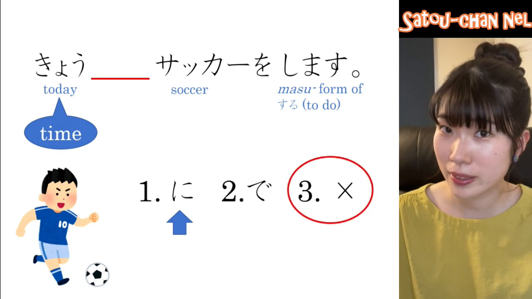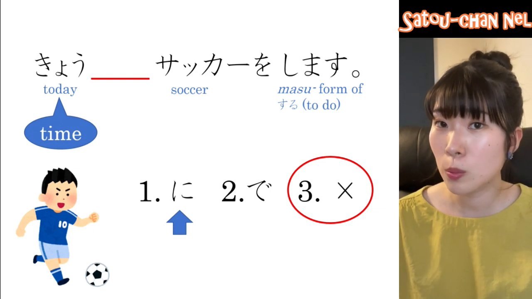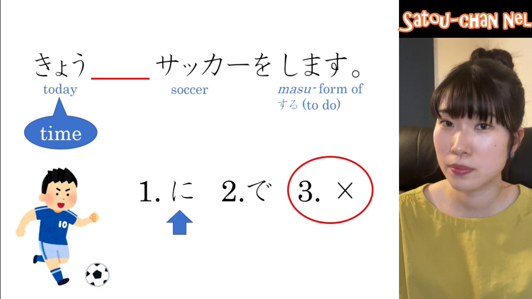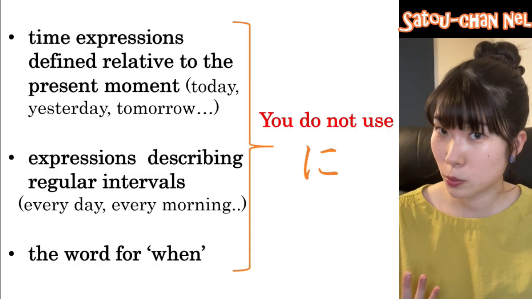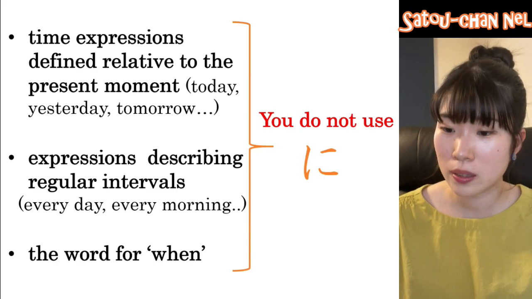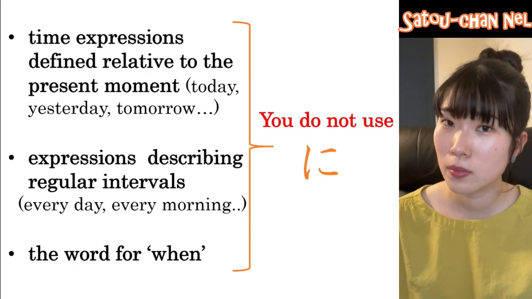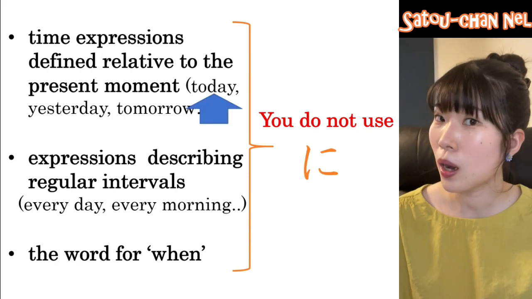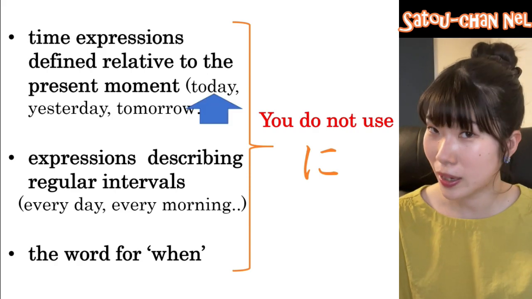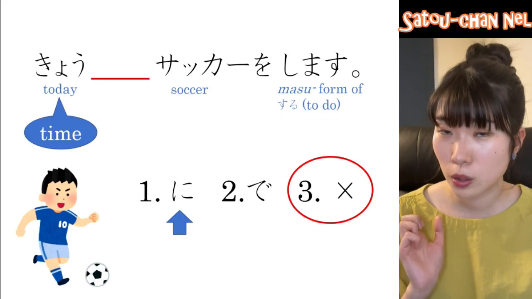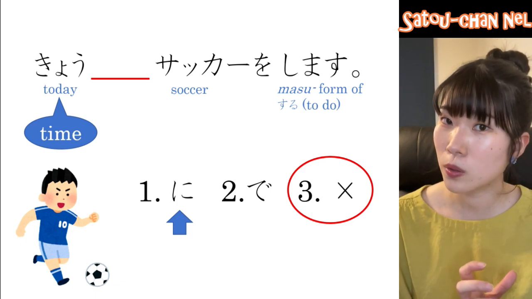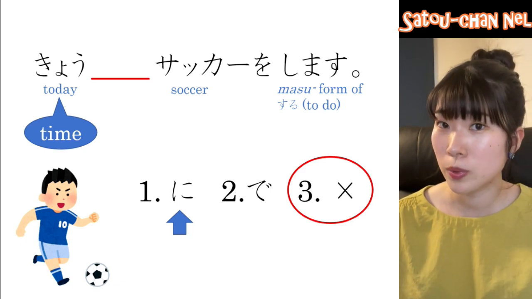Do you remember why? There are some words which cannot be used with particle に. Like these words: today, tomorrow, yesterday, or every day, every morning, or the word when. We cannot use particle に after these words. So after today, we don't need to put anything. So just 今日サッカーをします. I will play soccer today.